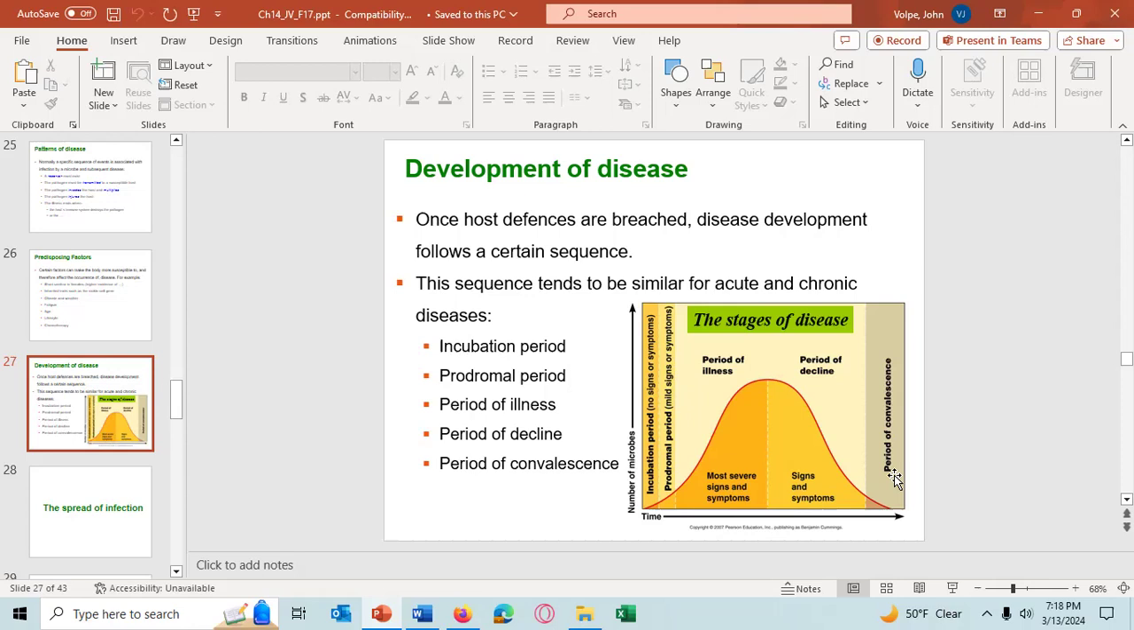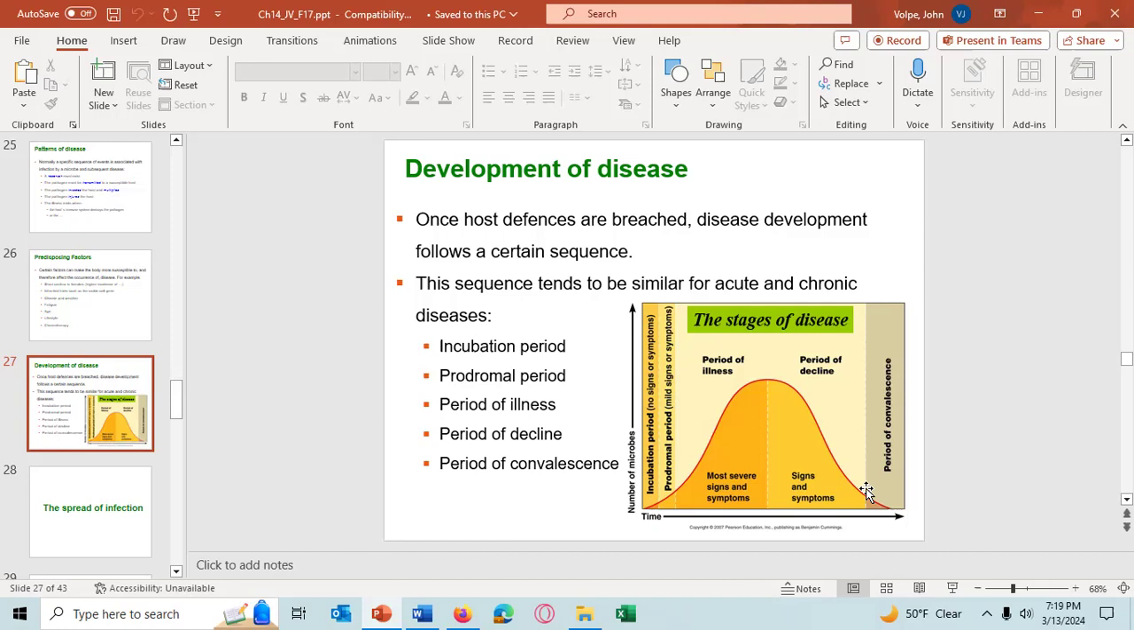The number of microbes then decrease, and eventually they fall below a certain threshold where you have the microbes, but they no longer cause disease in you, in which case we call it the convalescence period, where yes, you still have the microbes, but they are no longer causing any signs or symptoms of disease. Any question about any of that?